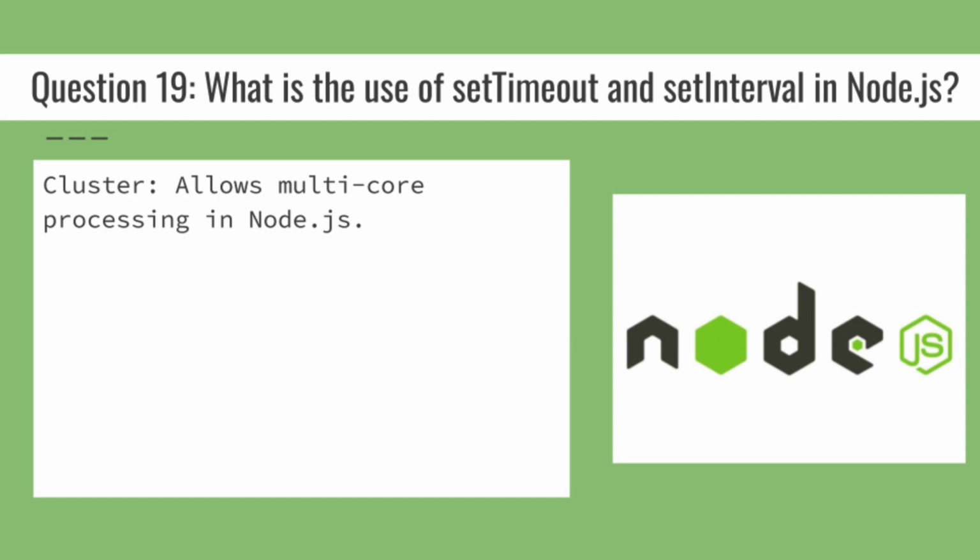setTimeout delays function execution while setInterval repeats it at intervals. Both are non-blocking, so other code can continue running.